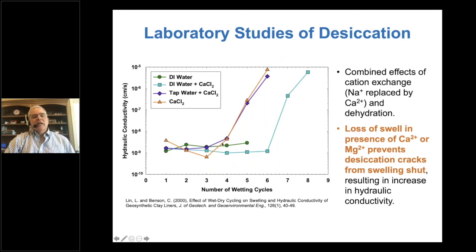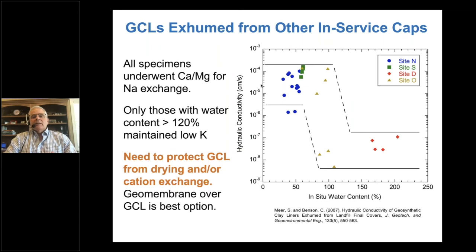When we used solutions that had calcium in them, simulating what we saw in the cover soils surrounding that GCL, for a few cycles it did okay, but then it became very, very permeable with more wetting cycles because the bentonite lost its ability to swell because of the calcium. It would not swell and became very, very permeable. In fact, after that study, we went back and dug up a whole bunch of different caps, and all of those in which the GCL had dried out had become permeable. Those which remained wet remained relatively impermeable. Where the in-situ water content was high, the GCL was relatively impermeable.